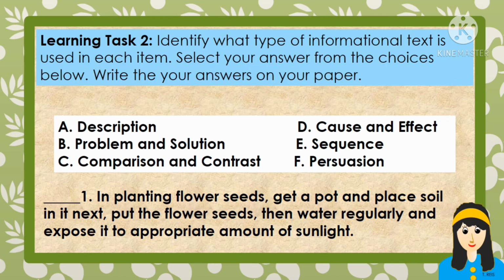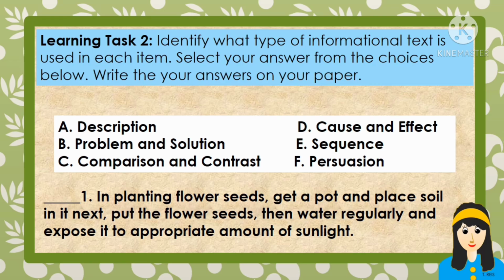For the learning task number 2, identify what type of informational text is used in each item. Select your answer from the choices below. Write your answers on your paper. Here are the choices. Letter A, description. Letter B, problem and solution. And letter C, comparison and contrast. Letter D, cause and effect. Letter E, sequence. And letter F, persuasion.